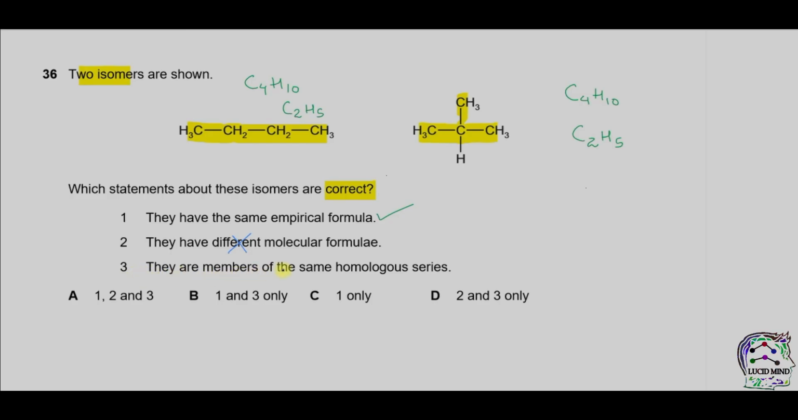Part 3, they are members of the same homologous series. Now we can see that this homologous series is from alkanes, as they have single bonds between carbon and carbons. And in this one again we can see that there are single covalent bonds, so this also belongs to alkane. So yes, they are members of the same homologous series. So correct option is therefore B.